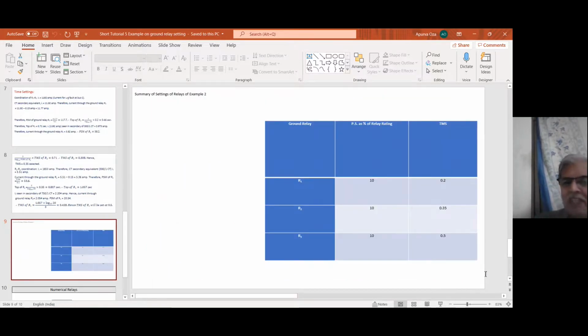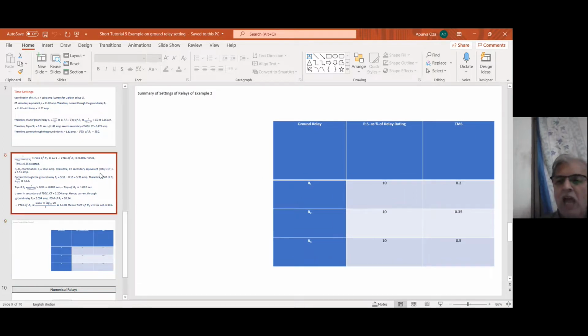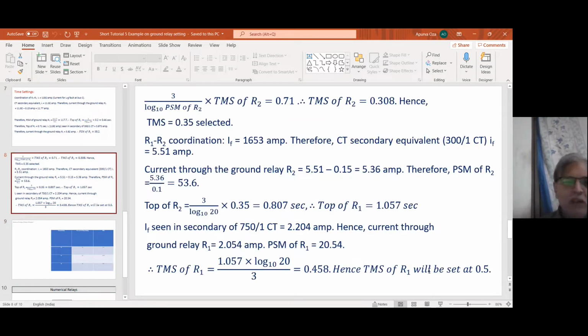So we summarize here. R1 plug setting is 10%, R2 plug setting is 10%, R3 plug setting is 10%. TMS of R1 is 0.2. Sorry, it is reversed. Once again, there is an error. TMS of R3 is 0.2. R2 is 0.35 and R1 is 0.5. That's what we have written, because for R1 it is 0.5.